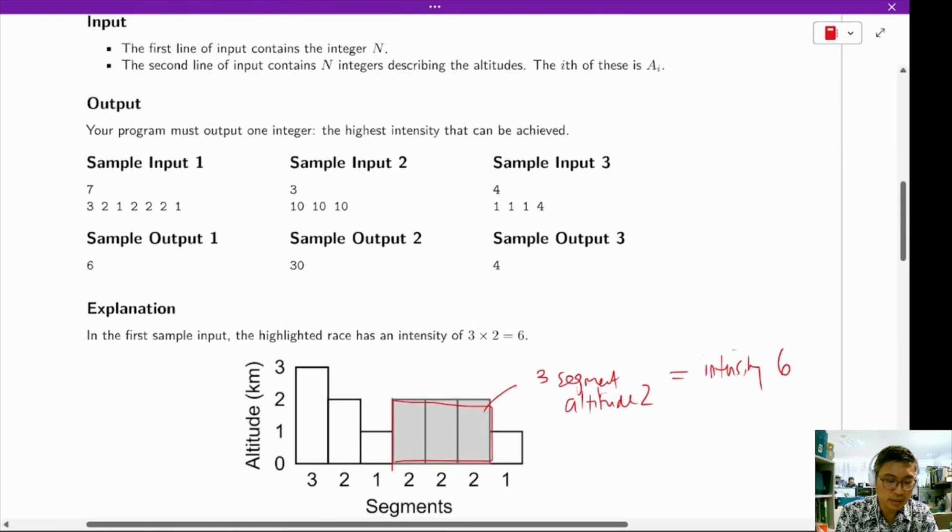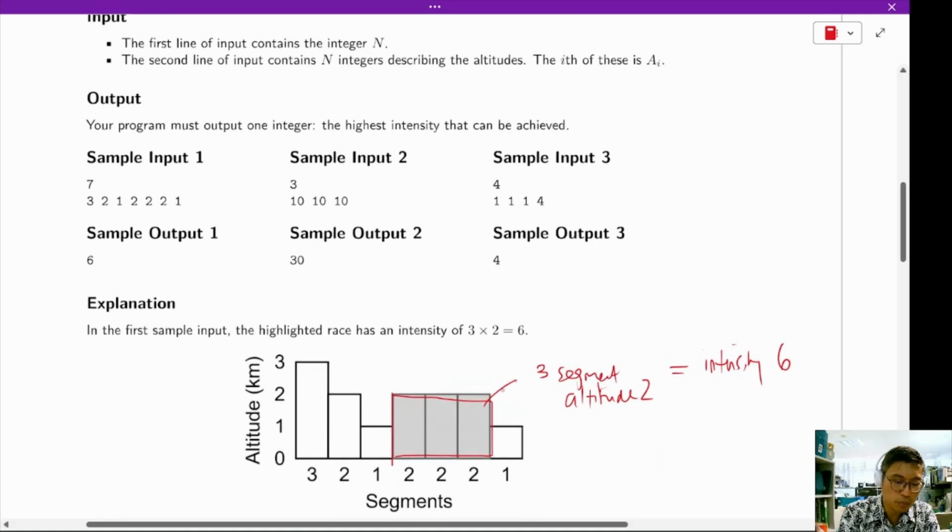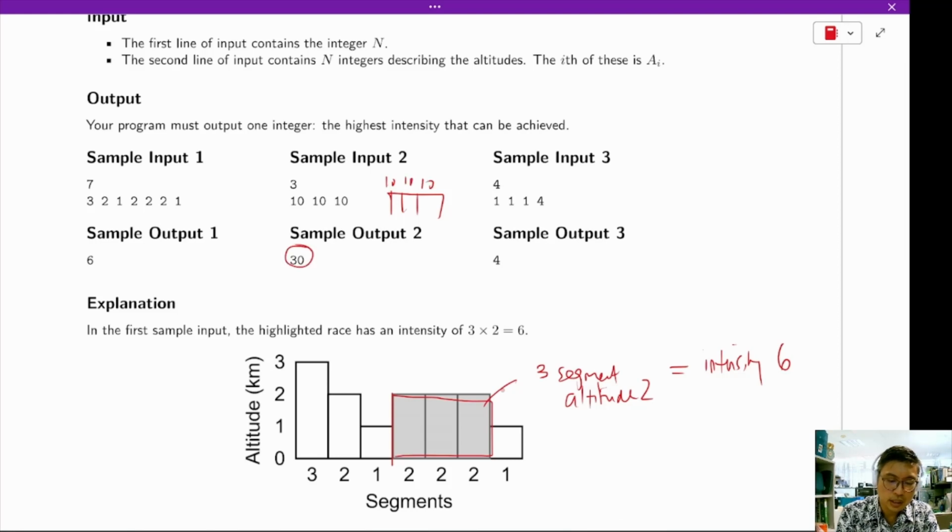Now let's take a look at some of the sample inputs. Sample input 2 will be 10, 10, 10. So the altitude intensity will be 30. Now sample input 3 is very interesting. It's 1, 1, 1, and then 4. So you would assume that maybe having a race here would be better, but actually the race should be held over here. So watch this. Over here, this intensity is only 3, but over here, this intensity is 4.